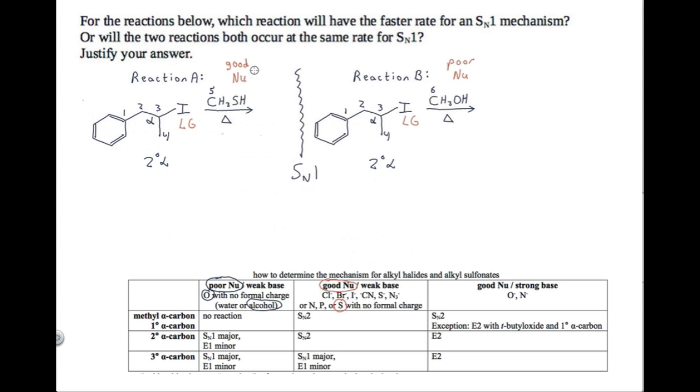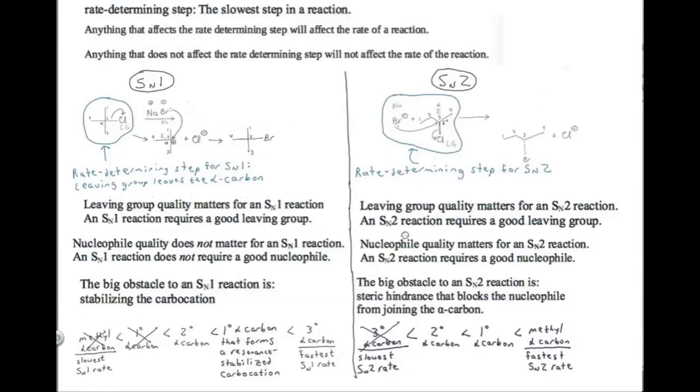Okay, so reaction A has the better nucleophile. Does that mean that reaction A will occur more quickly? Well, not so fast. We have to ask, does nucleophile quality matter for an SN1 reaction? Remember, we learned earlier that nucleophile quality does not matter for an SN1 reaction.